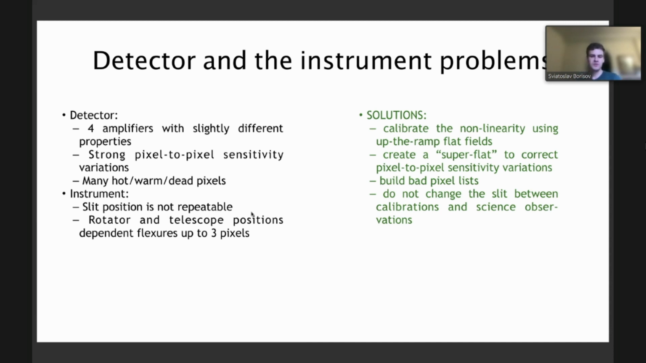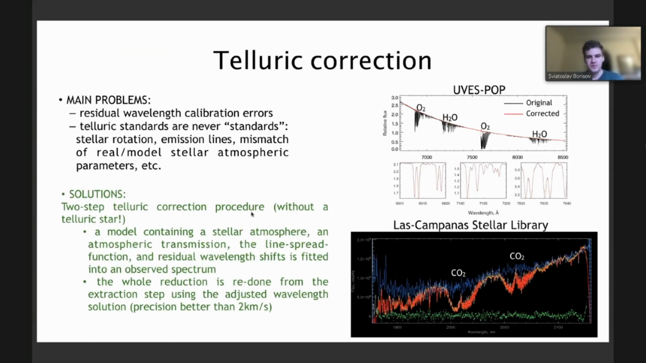To solve this, you have to not change the slit position between calibrations and science observations. For example, we did calibrations in the daytime because we didn't need the dome open, so we could do this with the dome closed, and moreover, it saved a lot of time. As for the pixels, of course, you have to create a bad pixels list and create a super flat to correct this pixel-to-pixel sensitivity.